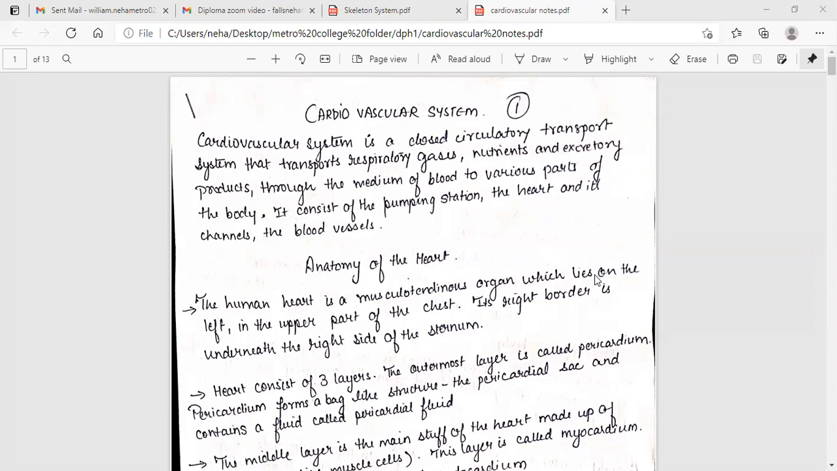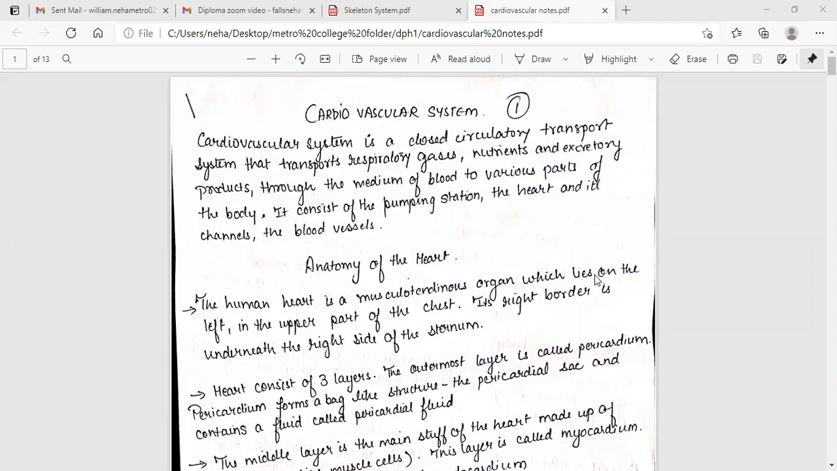Cardiovascular system is a closed circulatory transport system that transports respiratory gases, nutrients, and excretory products through the medium of blood to various parts of the body. It consists of the pumping station, the heart, and its channel, the blood vessels.